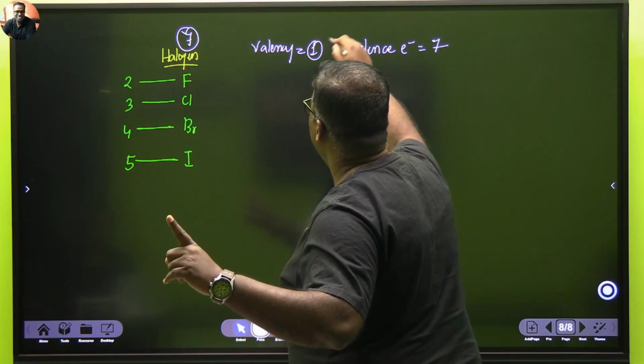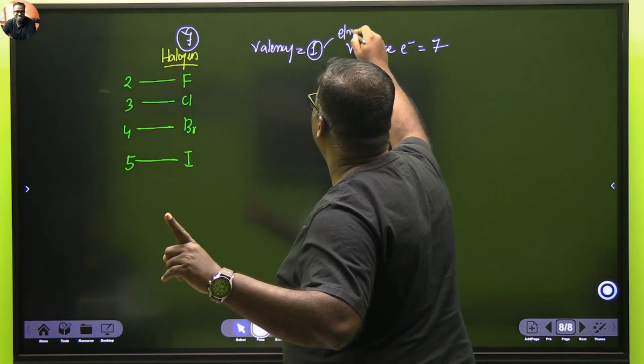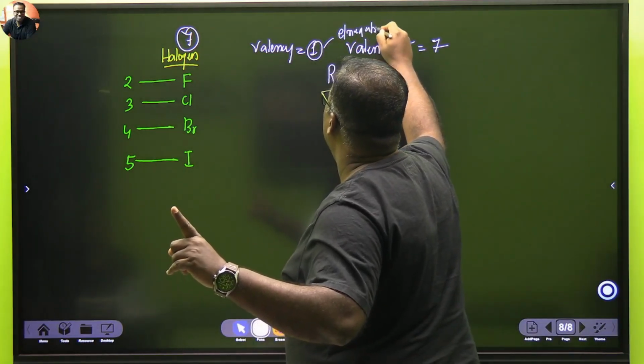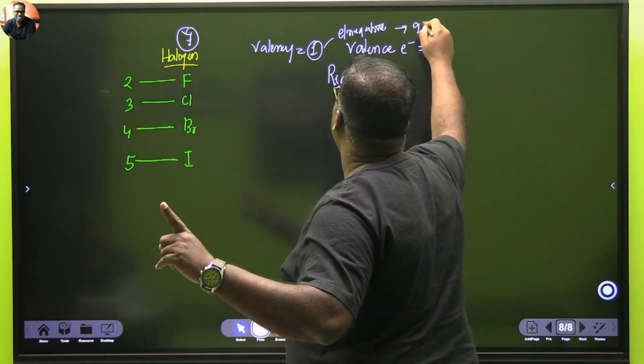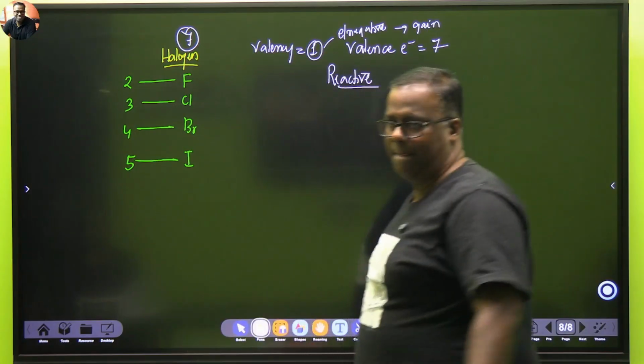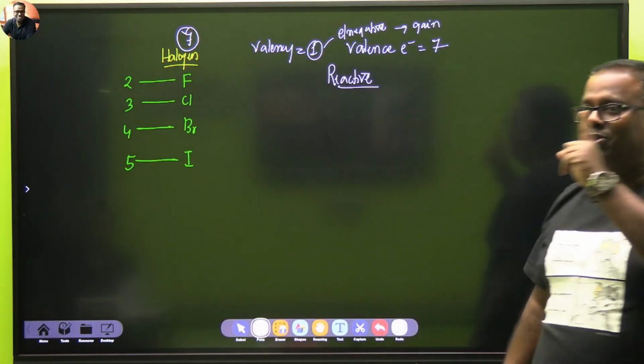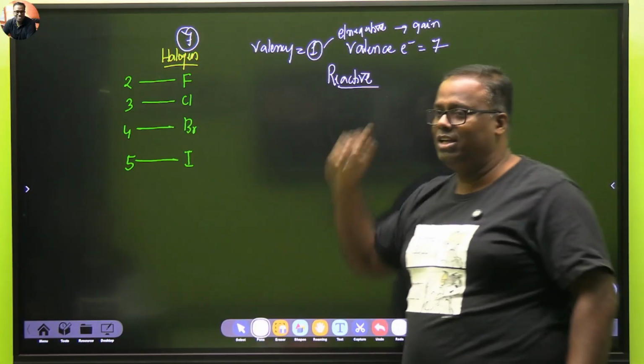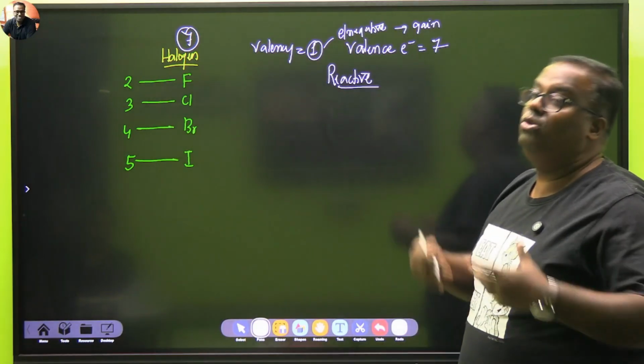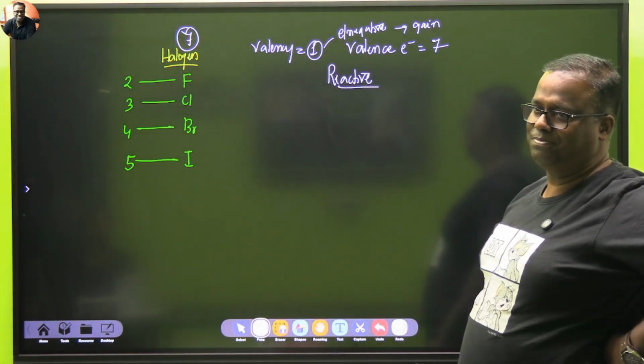But this valency is what? This is an electronegative valency. Electronegative means gain. Their valence is 1. They are not like group 1. Group 1 को lose करने का था. इनको gain करने का है. So how do you now define reactivity for them?